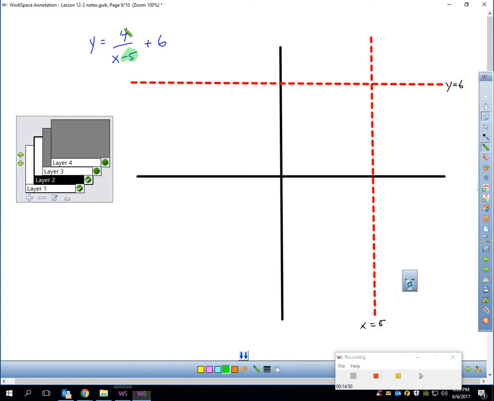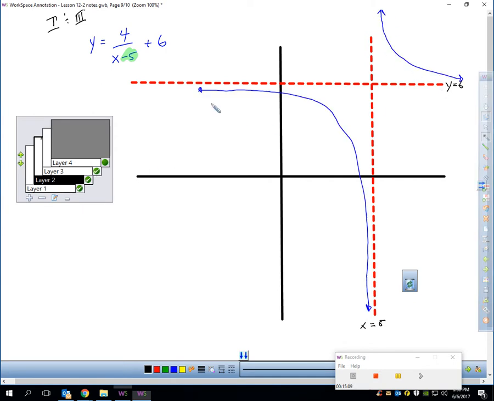Okay, now here's the next thing. Do you notice how a is positive? That means my branches have to be in quadrants 1 and 3, which are shifted up here and over here right now. The asymptotes are shifting my quadrants a little bit. So the sketch would look something like that.